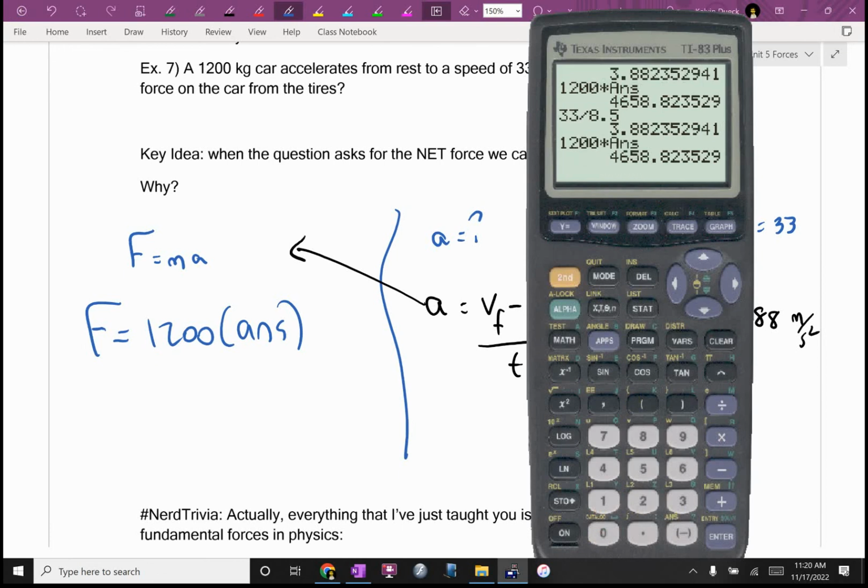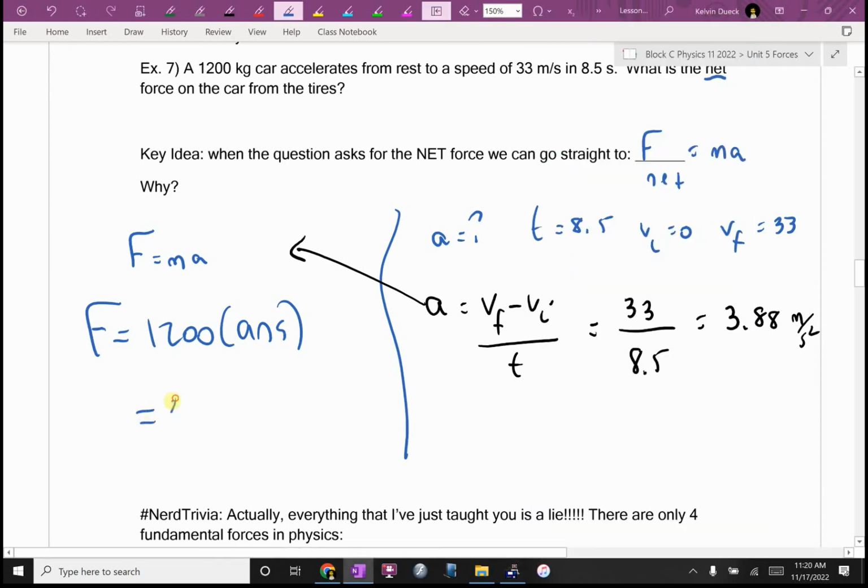And I get 4,600, and I'll go with 3 sig fig, 4,660 newtons. 4,659. So I don't always have to do a free body diagram. If I see the phrase net force, go straight to F equals MA.